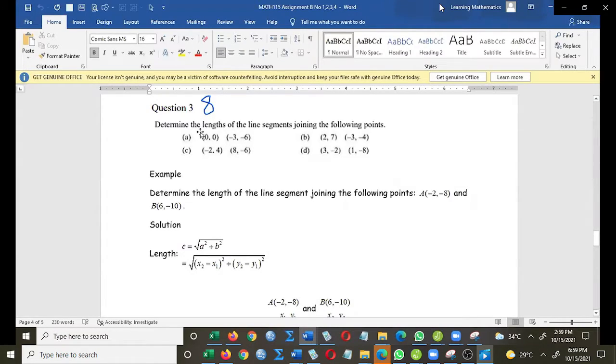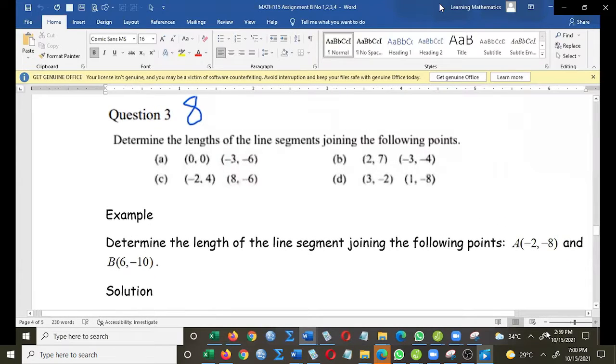You did it and you get a different answer. Length of line. I'm hearing a silence. 6.7. Anybody else got 6.7? Hello? You all are hearing me, right? Yes, I know. Yes, sir. So who else got 6.7?